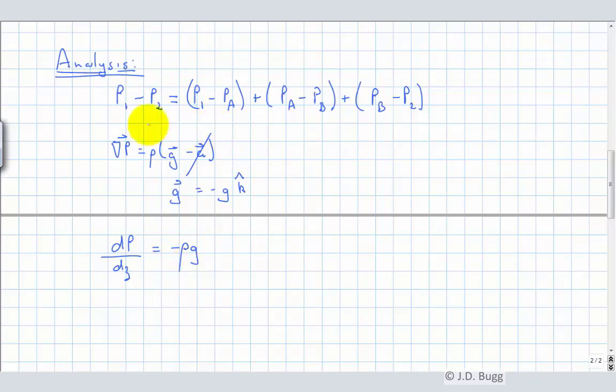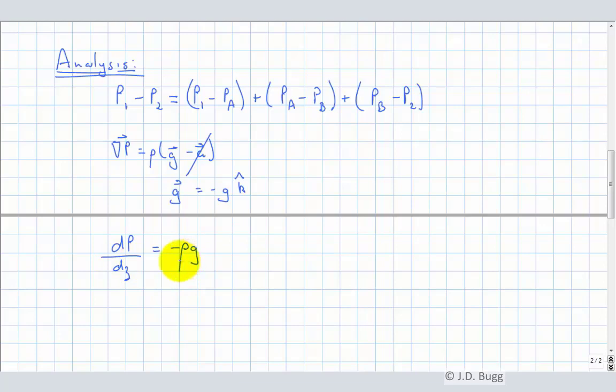Okay, so notice here it's a vector equation. There are 3 components, but to get to this, I've just extracted only the z component. So notice there's no vectors on either side of this anymore. So that's the relationship between the pressure gradient, the density, and the acceleration due to gravity.